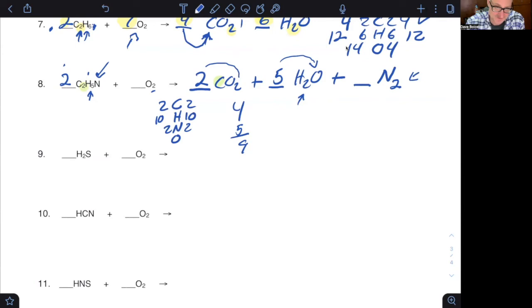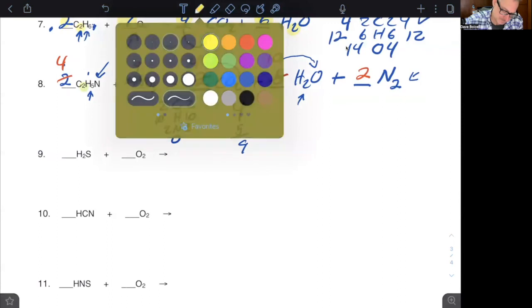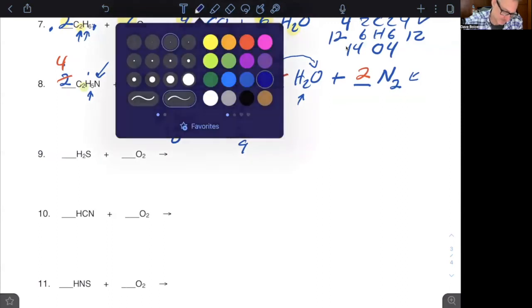So 9, it would be 4.5, which I'm not allowed to do. So what I'm going to do is just go ahead and double everything to make that work. So I can turn that into a 9, I'll turn that into a 4, 4, 10, and 2. If I do that, oops, everything's going to work out.